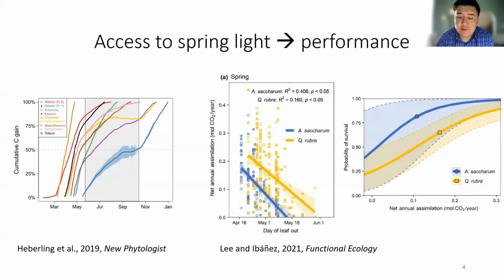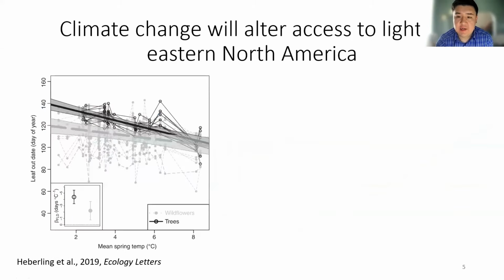This had really important implications for the growth and survival of these species. So this here is looking at survival curves for sugar maple, again in blue, and Quercus rubra in yellow. And we found that the higher amount of carbon that they were able to assimilate, the more likely they were to survive to the following year. Importantly, climate change is expected to alter access to light availability in Eastern North America.